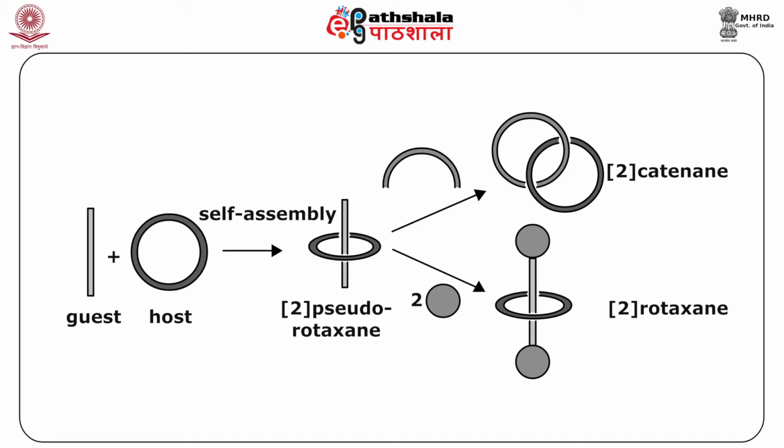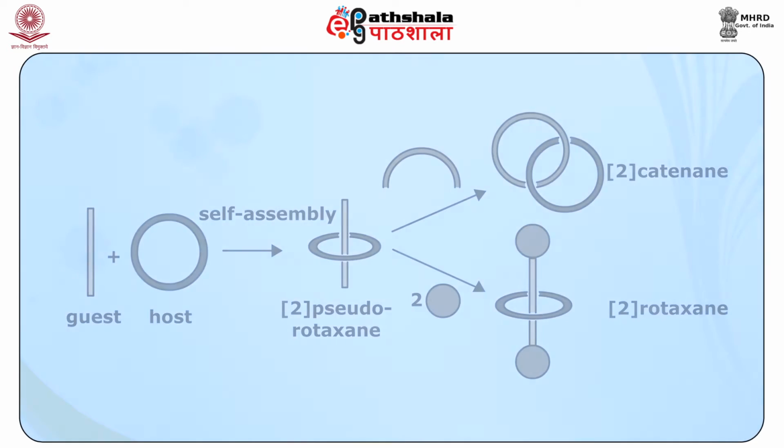Now, consider a general synthesis of catenanes via host-guest chemistry. You can see this linear molecule is the guest and this ring is the host. By self-assembly, the rotaxanes and catenanes both can be formed. Here again a reminder, as I told you, that pseudorotaxanes are the precursors of both catenanes and rotaxanes, and this figure clearly shows that.